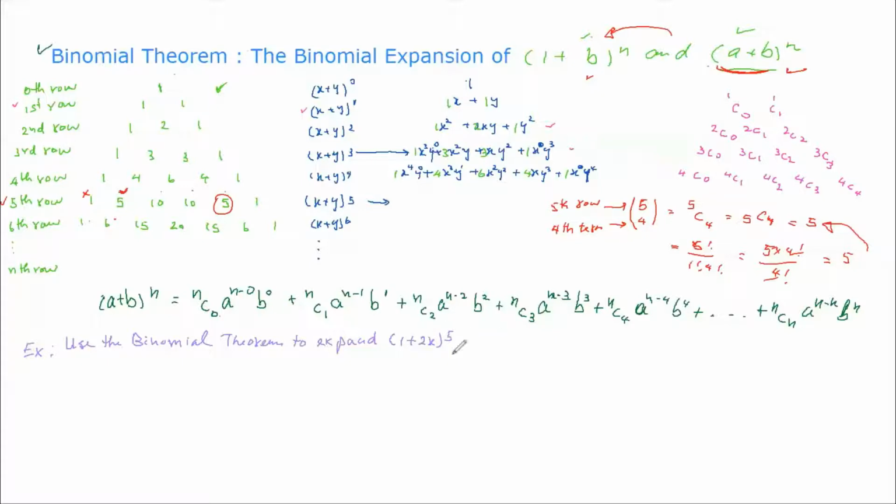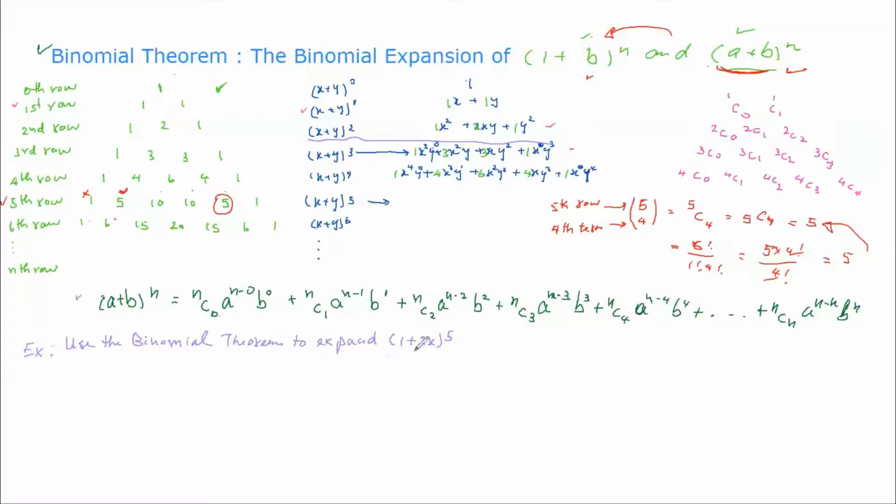If power 5, it must have 6 terms. If power 4, it has 5 terms, if power 6, it has 7 terms, if power 8, it has 9 terms. You have one more term than the power. You can observe: if power 2, we have 3 terms. If power 3, we have 4 terms. Power 4 has 5 terms. Okay, that's the idea. So now we expand by using this formula.